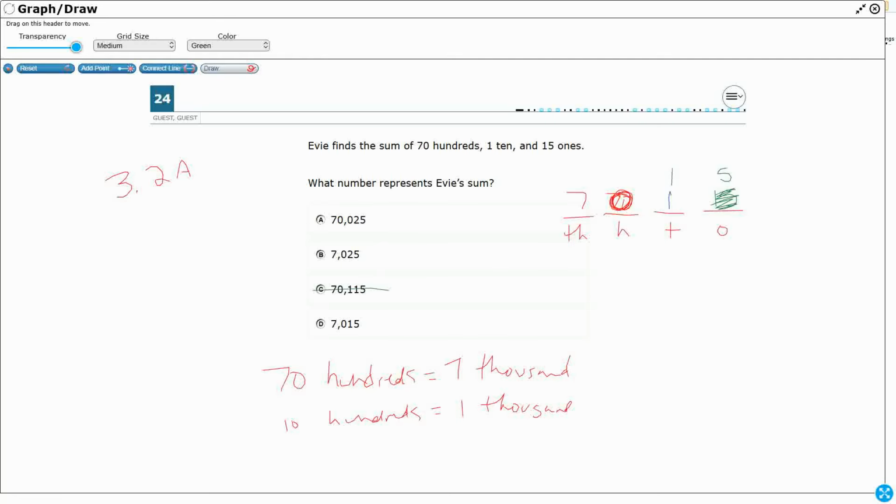But I've already got a 10. So I need to add these together to make 2. So I need to rewrite my 70 hundreds as 7,000. I need to write my 15 ones as 110, 5 ones. And I need to add that 110 with this 110 to give me that 210. So I've got my answer here of B.